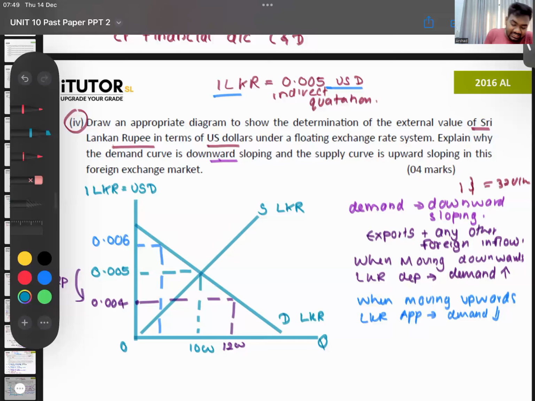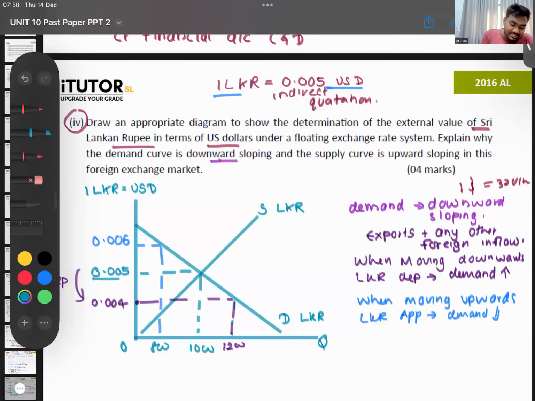Look here, initially let's say $1 is 0.005 rupees. So when the rupee depreciates, when the rupee becomes 0.004, that means now exports are cheaper. So now more and more people will buy our exports. Therefore QD for dollars increases. Same way, when the rupee appreciates, let's say becomes 0.006, then it's more expensive. Then people don't demand our exports. As a result, the demand for the LKR will come down. That's how it goes. Negative relation.